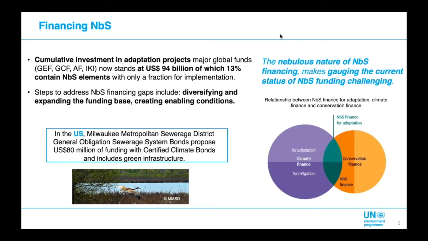The section on financing has highlighted some of the gaps and a few solutions. Some of these steps that we can use to address these gaps include diversifying and expanding the funding base, and also creating enabling conditions like regulatory frameworks. One example, which I found particularly interesting, was from Milwaukee, US, where certified climate bonds included a component of green infrastructure. There aren't many climate bonds out there that have nature, but this was one of them.